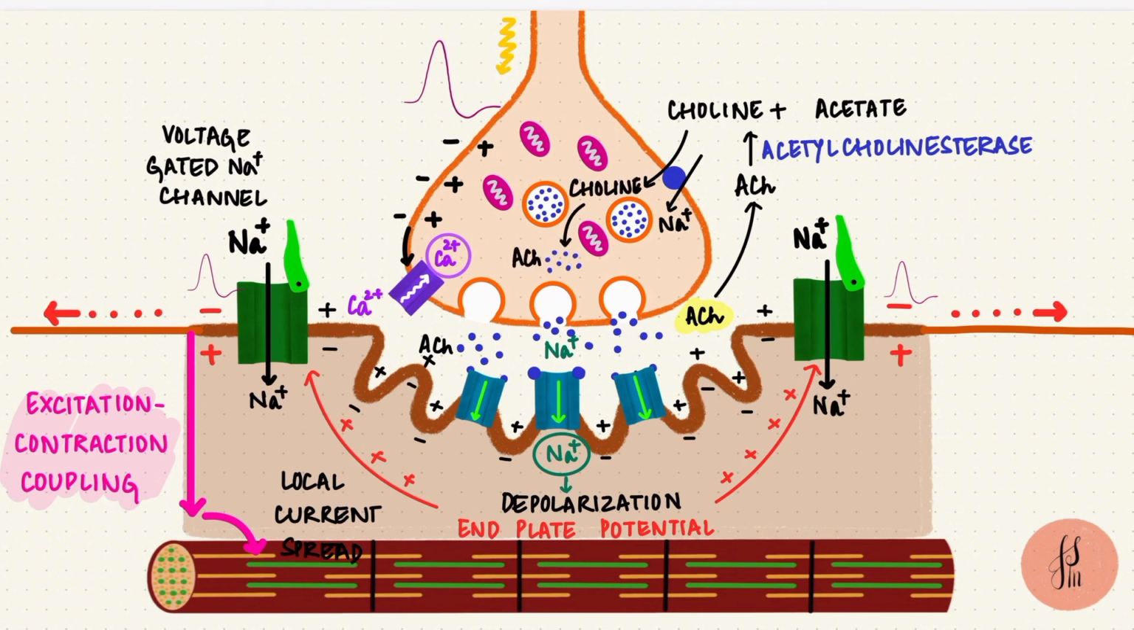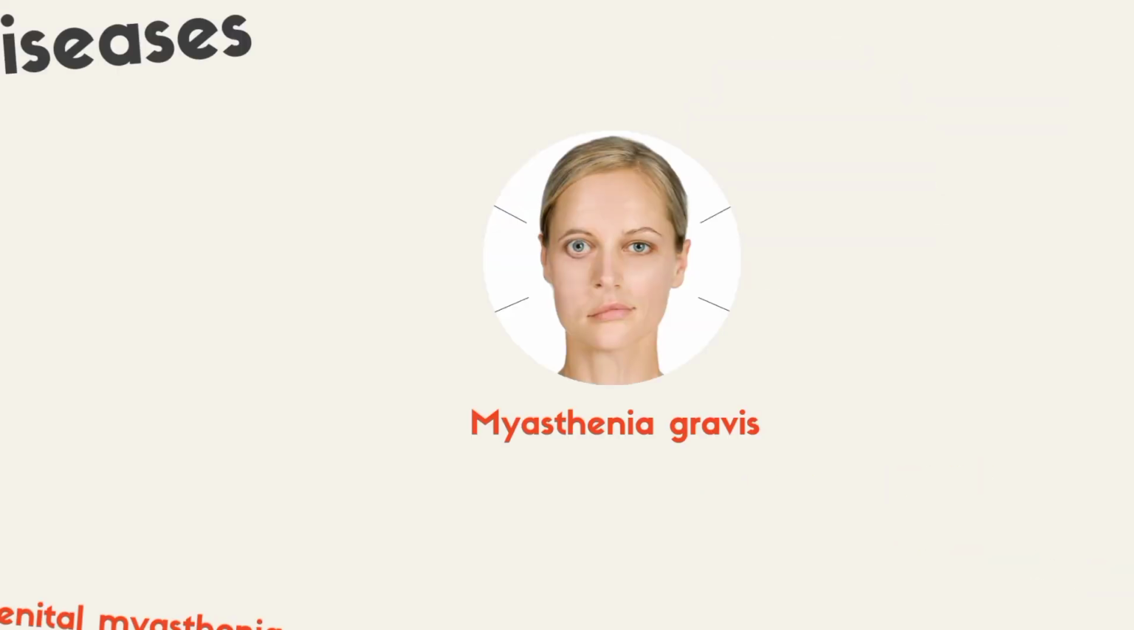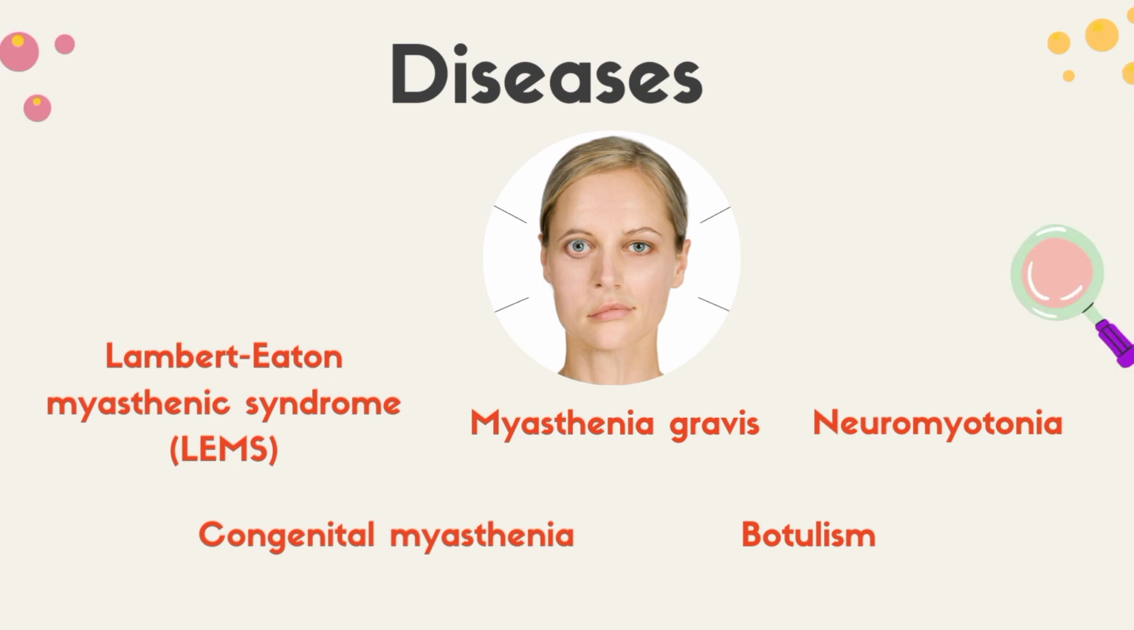Now let's talk about diseases related to neuromuscular junction. The first and most important one is myasthenia gravis. The other diseases are Lambert-Eaton myasthenic syndrome, neuromyotonia, congenital myasthenia, and botulism.